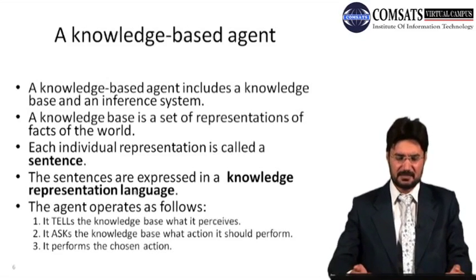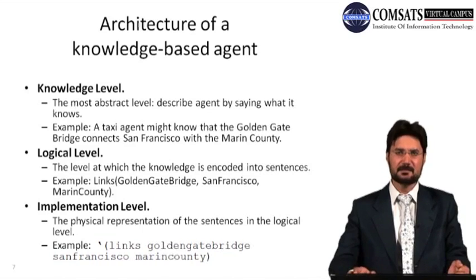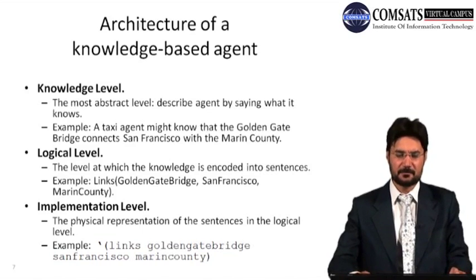So these are the three basic operations the agent will follow, and we will keep this in our basic knowledge-based agent system. So what will we have as an architecture of a knowledge-based agent? Knowledge level. What is the knowledge level? The most abstract level describes the agent by saying what it knows. So what is the knowledge level for any kind of knowledge-based agent? It describes what the agent knows about the world.